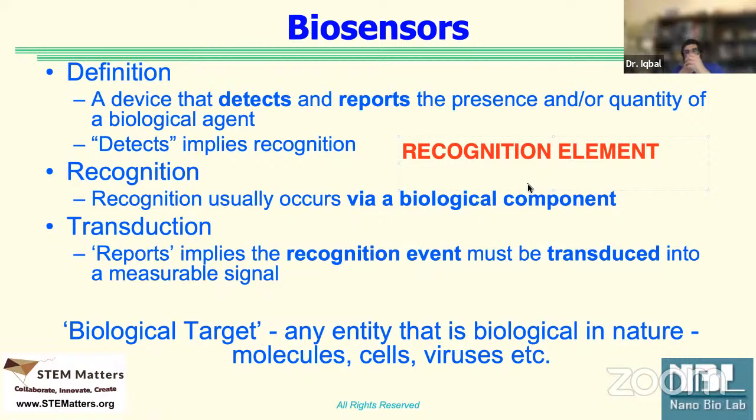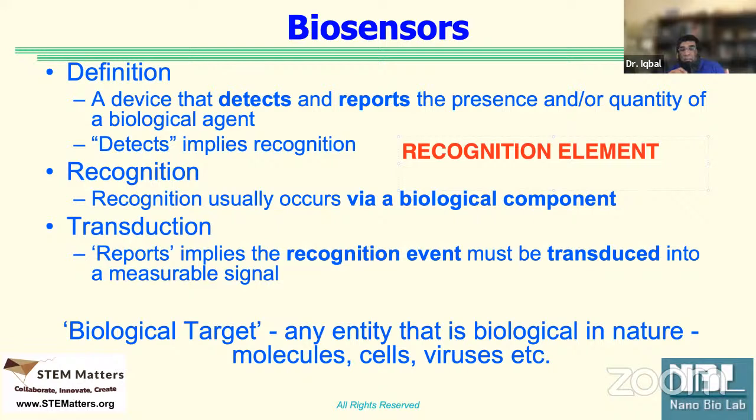Now, once the binding occurs, or whatever way we do recognition, it may be that it binds and it releases something, maybe. And maybe it's the binding that results in oxidation. Maybe it's the binding that results in reduction. Whatever the mechanism, we should have a way of translating that event into something. We should have a way of transducing that into a measurable signal, right?